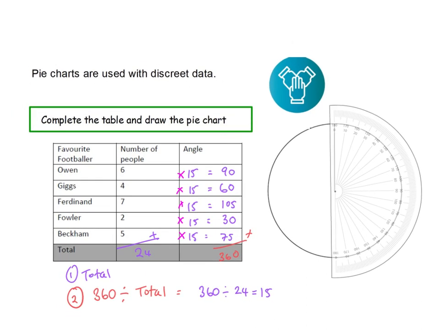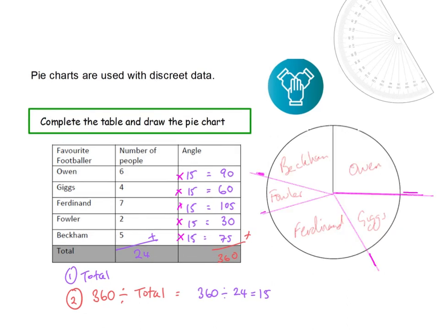Okay, so pause the video and have a go at your pie chart, and then you can check to see if it looks like mine at the end. So hopefully we have something that looks like that. You're allowed to be 4 degrees out, so just check your last one to make sure it looks okay. Good, let's try some on your own then.